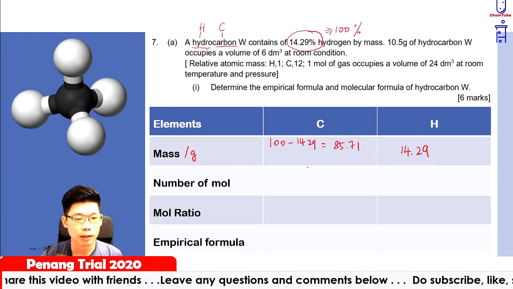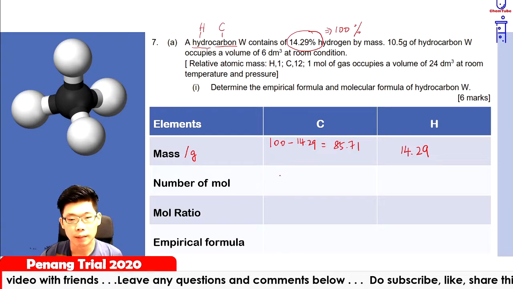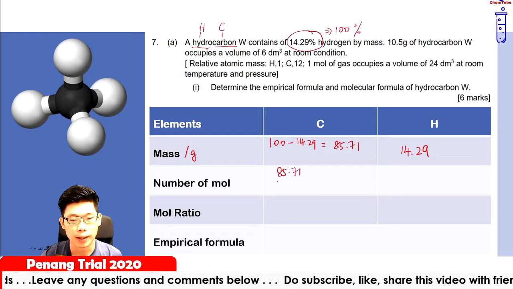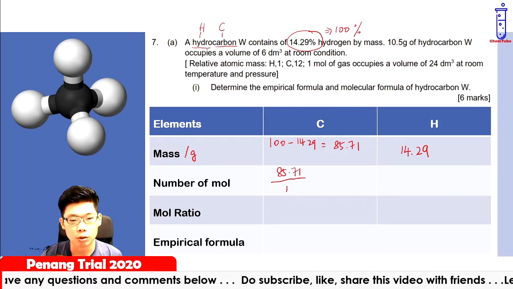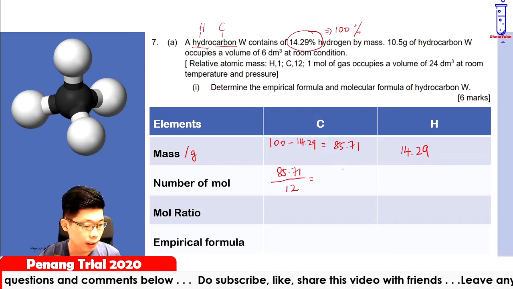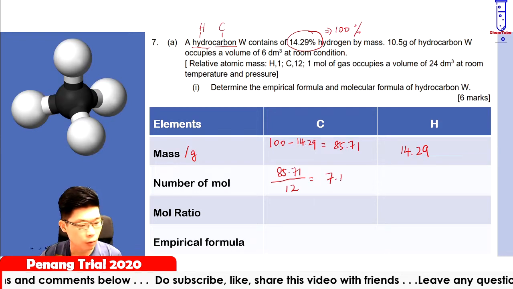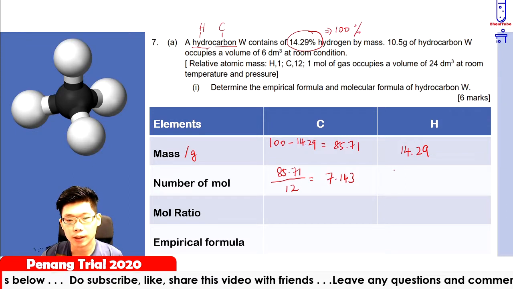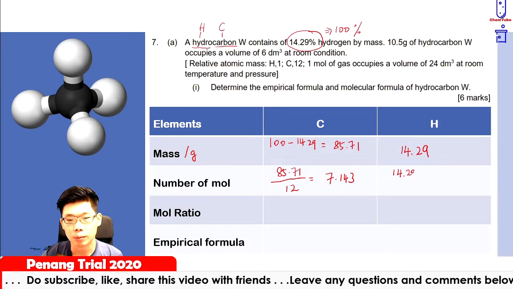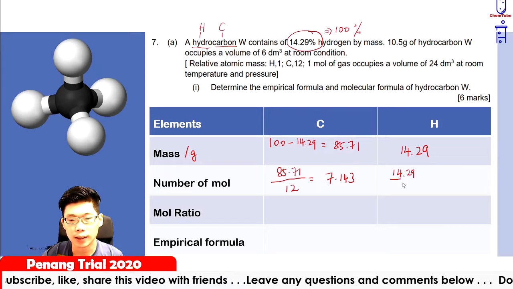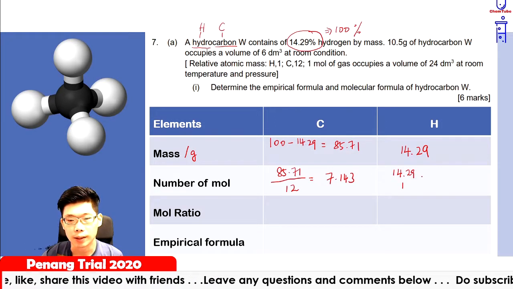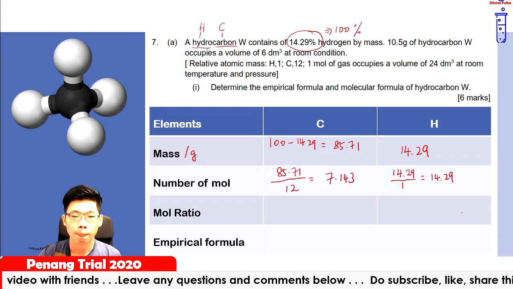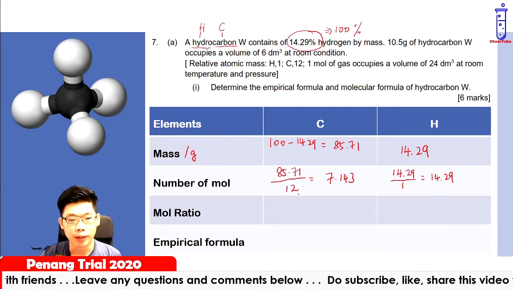The second thing is you need to find out the number of mole. For number of mole, we use the mass over the molar mass. So 85.71 divided by the molar mass for carbon, which is 12. Use your calculator and you'll get 7.143. Then for the hydrogen, same case, the mass is 14.29 divided by the molar mass, which is 1, so you will get 14.29.